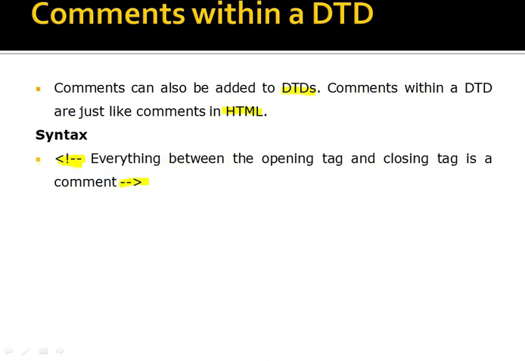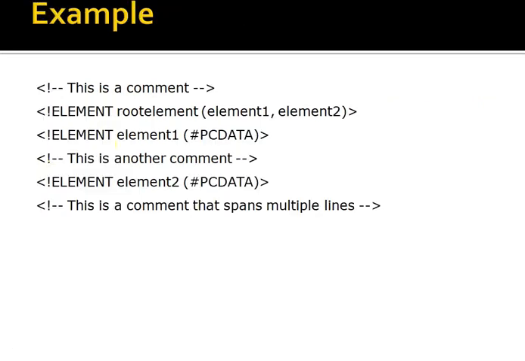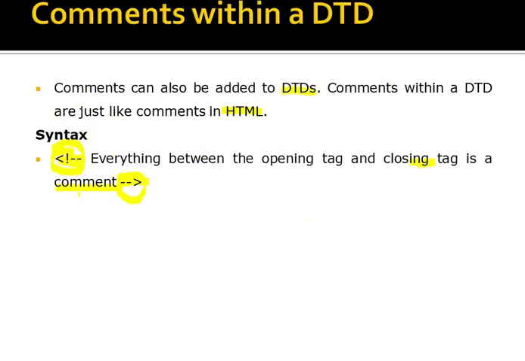So what will happen? Everything between the opening tag and the closing tag is a comment. That is a comment. So this is an example. Everything between this is a comment, and this is a comment, and this is a comment. Like this, we can also include comments in the DTD file. For that, it is enough to use an HTML comment tag.